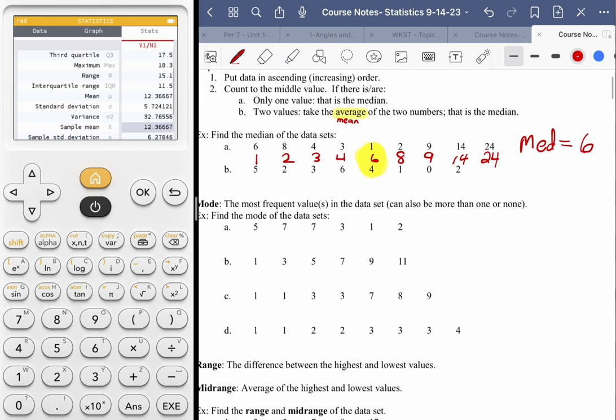All right, so the next one is essentially the same idea. I'm going to start off with the smallest, which is 0. Next smallest, 1. I have a couple of 2s. 3, 4, 5, and 6. All right. So 0, 1, 2, 2, 3, 4, 5, 6.